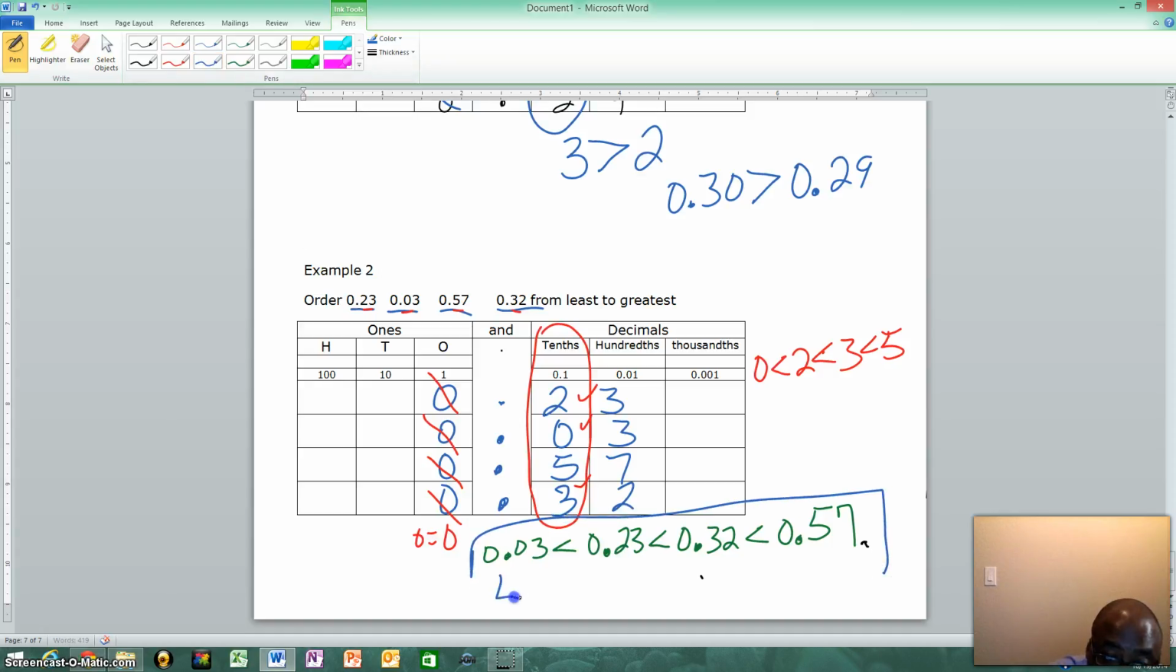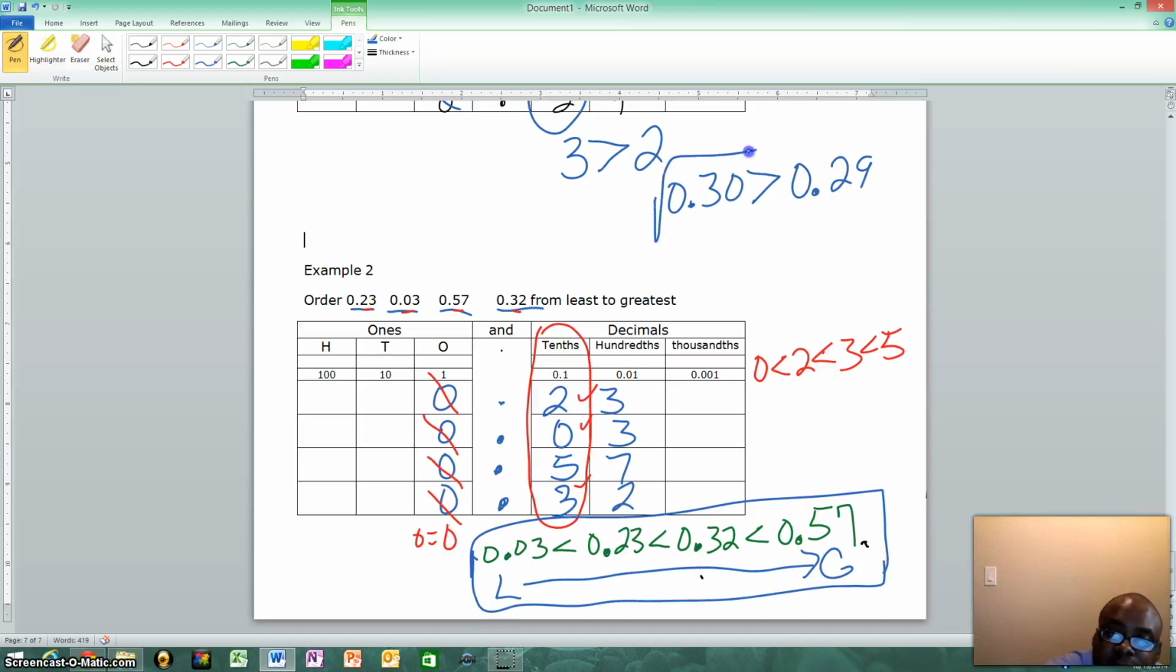And just to make sure, you can put an L, you can put a G on the bottom, and then you can draw your arrow. Make sure you box it. Make sure I box that one. Alright, and then that is the end of our lesson.